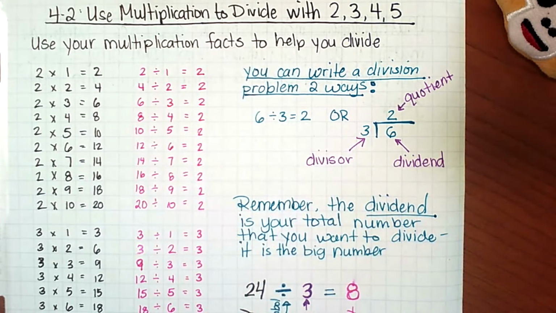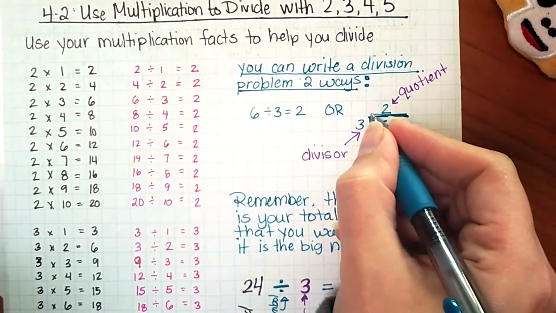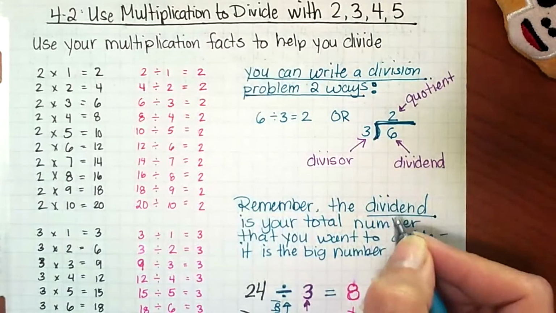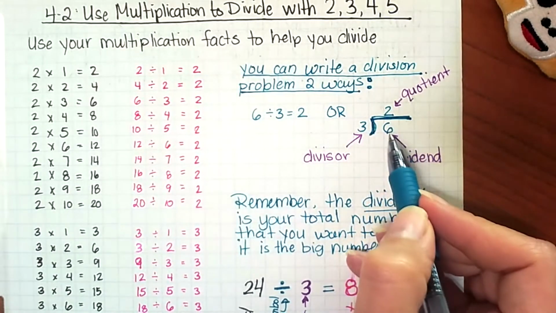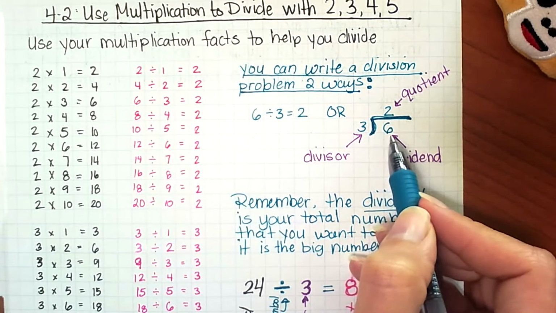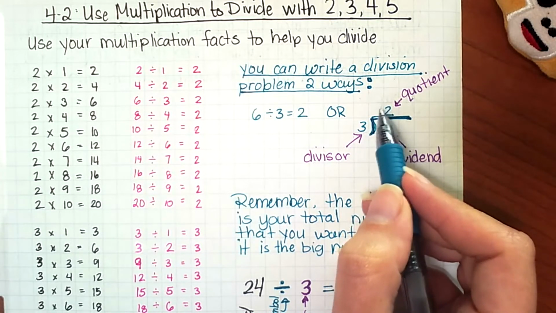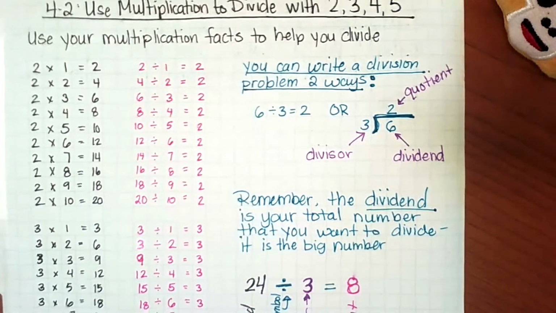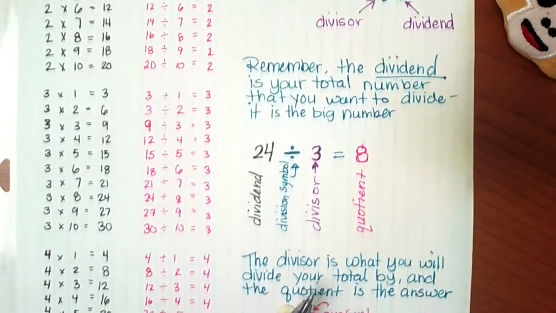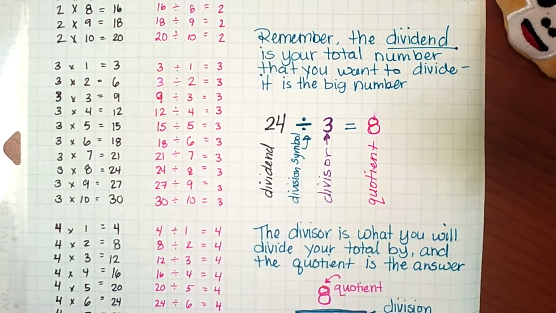Now you can also write it a different way. You can write it this way, where you have, this is your division bridge right here, right? And it functions as your division sign. Your dividend, your whole number that you're going to break apart, is going to go under that bridge. Outside of the bridge is going to be your divisor, and then your quotient or your answer is going to end up on top. So again, remember, the dividend is the total number that you want to divide. It's your big number, the number that you want to break apart.